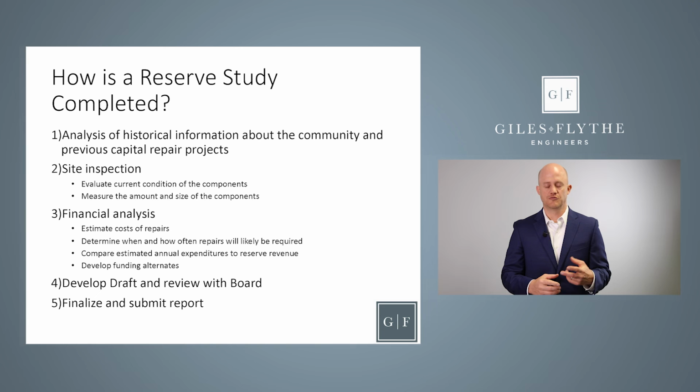During the site inspection, we're really focusing on 2 things. The first thing is to get measurements of the amount of the particular components. We're going to get an inventory of all the components that the association is responsible for. The second thing we're doing is looking at the condition of those components. That's what helps us develop our remaining life estimates.